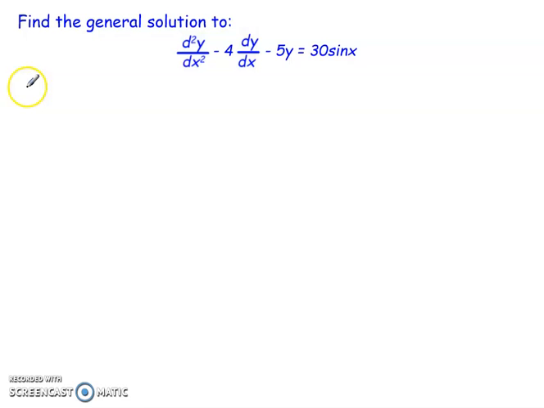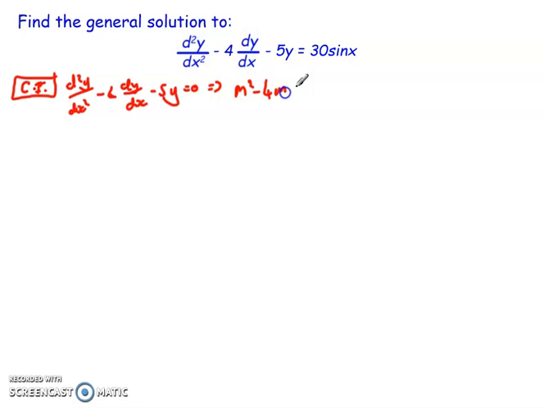So the first thing we do is get the complementary function. In order to get the complementary function, we make this a homogeneous equation by doing d2y by dx squared minus 4dy by dx minus 5y equal to 0. Use that to get the auxiliary equation, which in this case would be m squared minus 4m minus 5 equals 0. I solve it to get my roots, and I can make my complementary function from that.